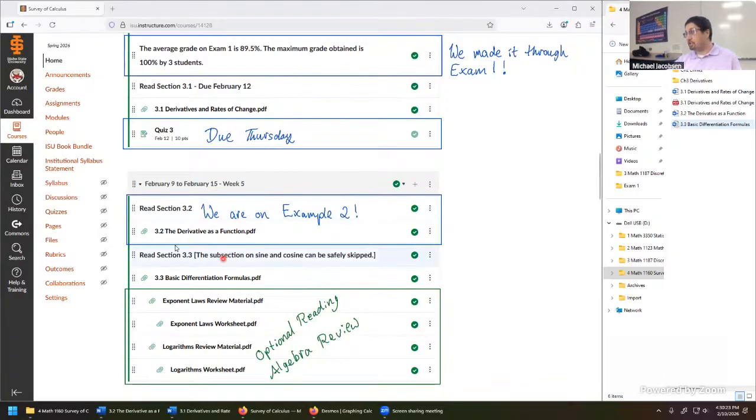We're going to be working into the derivative as a function, section 3.2. We mentioned pretty much what we're doing in 3.2 is not anything too different from 3.1. We're just extending on some of the ideas we saw there, focusing on the graph.